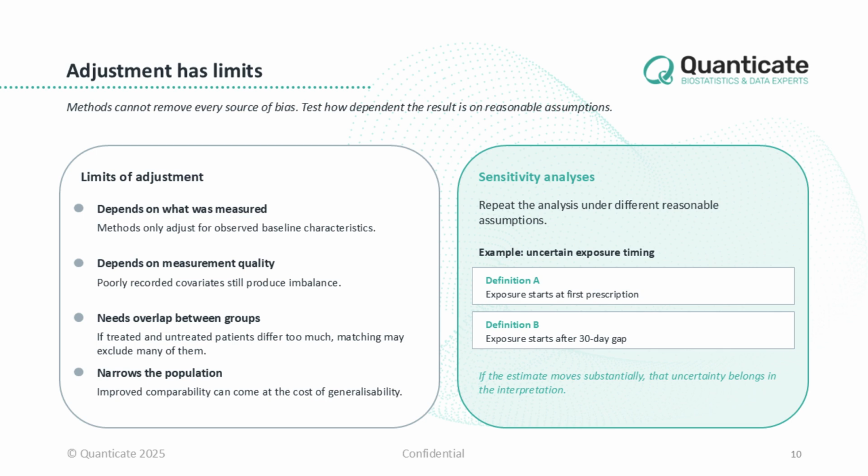This can improve comparability, but it may also narrow the population being studied. Sensitivity analyses help test how dependent the result is on reasonable assumptions. For example, if exposure timing is uncertain, researchers may repeat the analysis using different exposure definitions. If the estimate moves substantially, that uncertainty needs to be part of the interpretation.